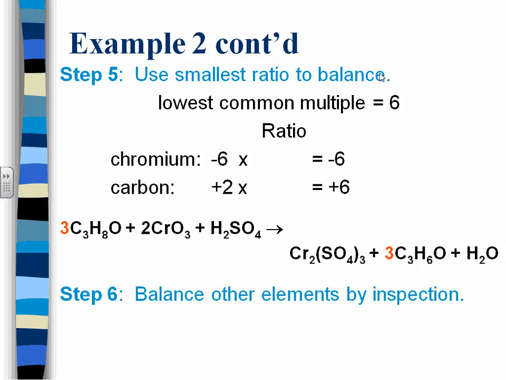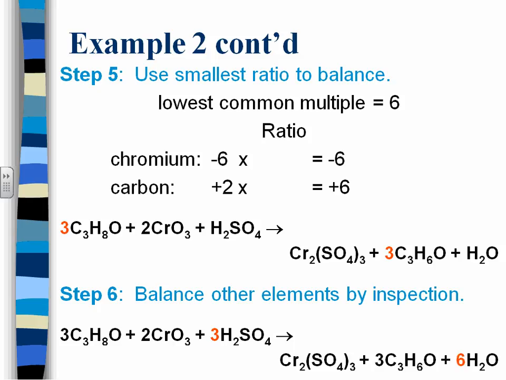And now we can balance the other elements by inspection. When I do that, I have to put a 3 in front of my sulfuric acid and a 6 in front of my water, and then I'm balanced.